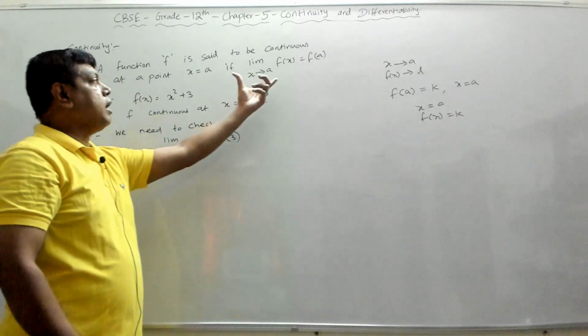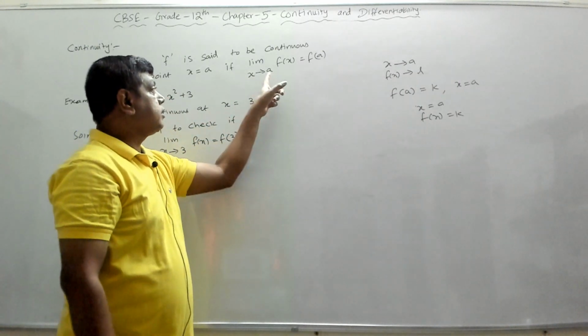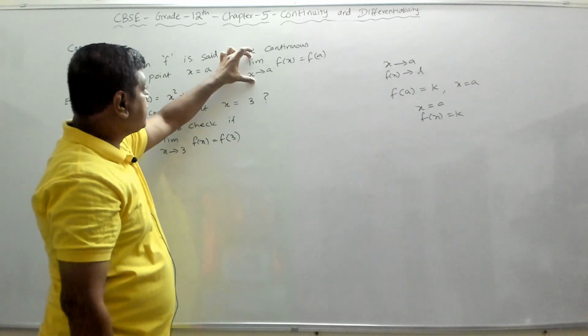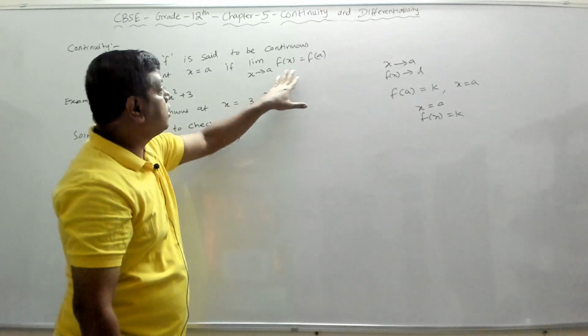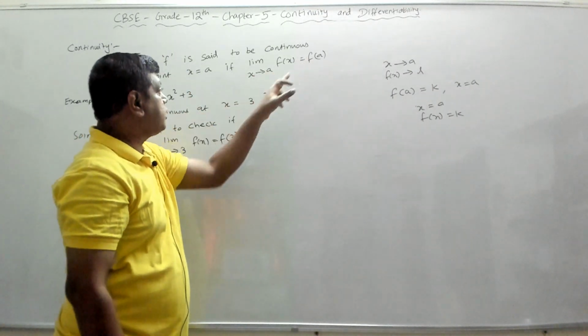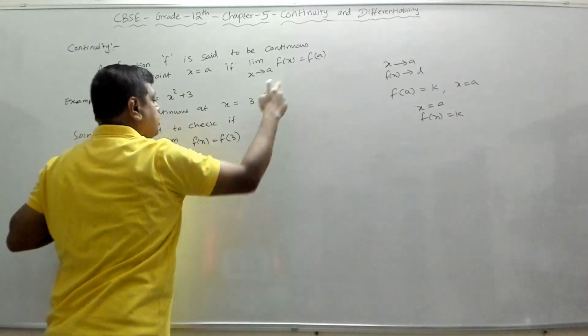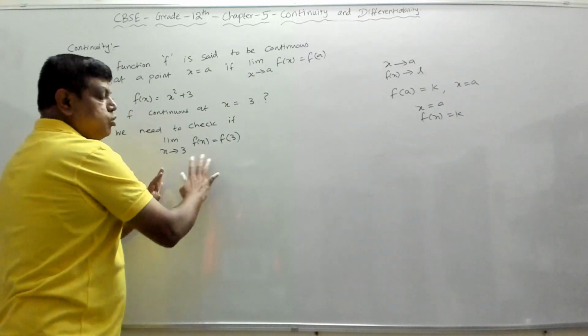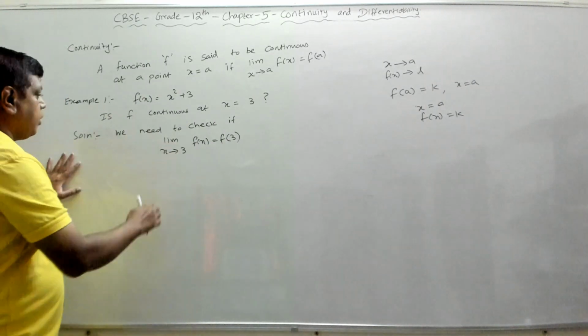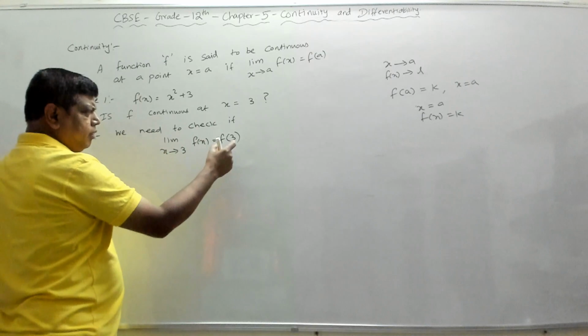So in this formula you have to put a equal to 3. If x equal to 3, then x is equal to a here, and this is the condition for f to be continuous. Wherever a is there, you put 3, which means the limit as x goes to 3 of f of x should be equal to f of 3. If we can show that these two are equal, then we can say that f is continuous at the point x equal to 3.